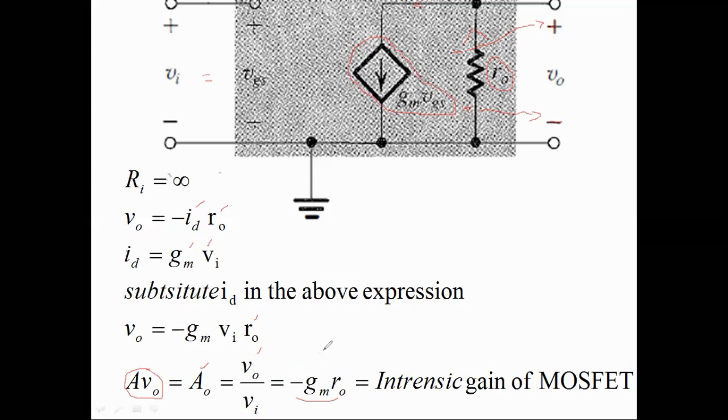Why is it called intrinsic? It is the gain of the MOSFET alone without any external component. Hence it is the intrinsic gain of the MOSFET. Now let me see the input impedance. Because of the open circuit between gate and source, the input impedance is infinite. Across an open circuit the resistance is infinite, and the output resistance is R0.